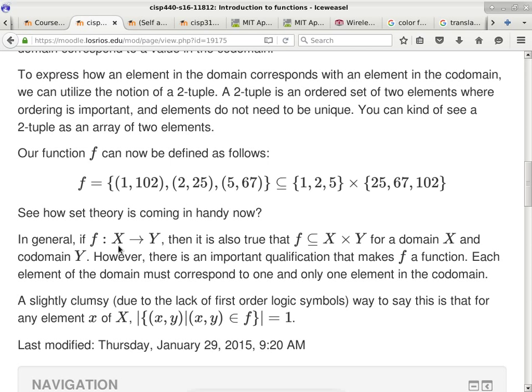And x is the domain, y is the codomain, and the arrow points from the domain to the codomain because it's a map, but in general it's a one-way map. It is also true that f has to be a subset of the Cartesian product of x, y. Now, in general, I cannot say it's a proper subset of. I can only say it is a subset of, but not a proper subset of.